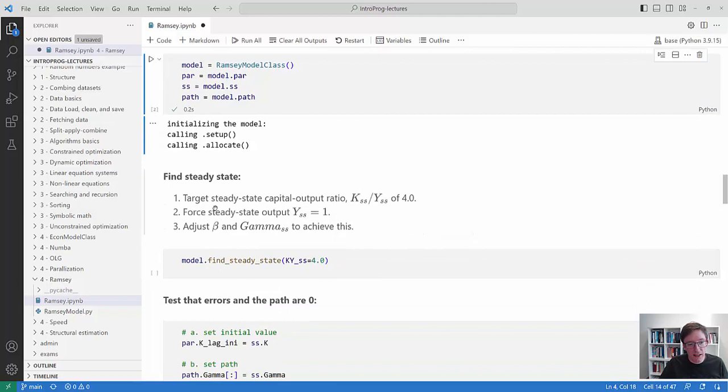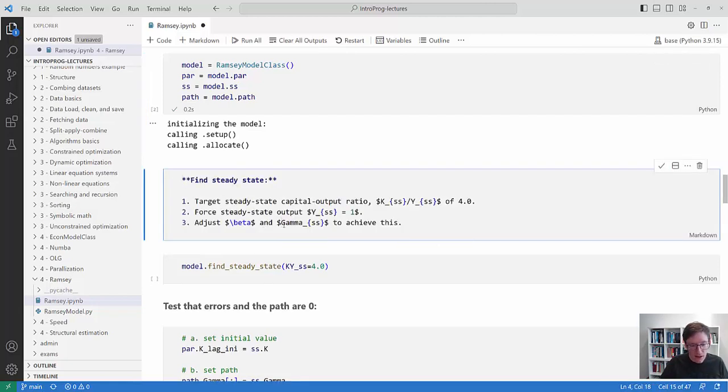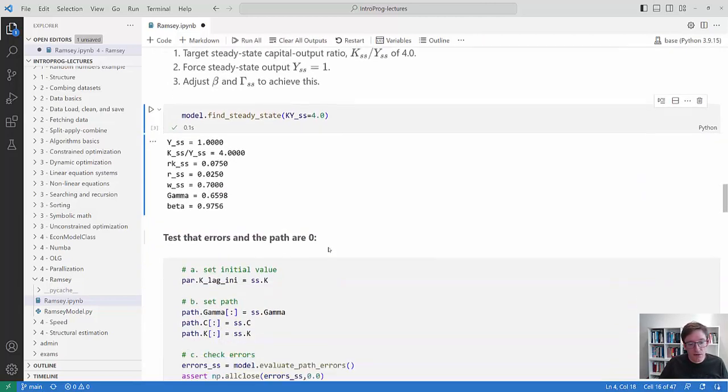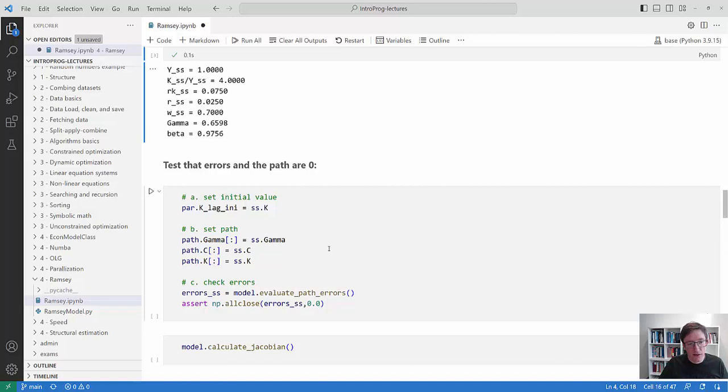Then we would like to find a steady state, and we will target a capital output ratio of 4. We will force steady state output to be equal to 1, and then we will adjust beta and gamma, that's the technology level in the production function, to achieve that these things are fulfilled. We can do that here. Then the code has various things we can do with it.